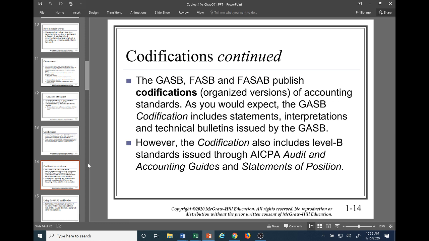Some more on it. The GASB, FASB, and FASAB publish codifications, obviously organized versions of accounting standards. As you would expect, the GASB codification also includes its statements, interpretations, and technical bulletins issued by the GASB. However, the codification also includes level B standards. Remember, that's the step right below A, and they're issued through the AICPA audit and accounting guides and statements of position.